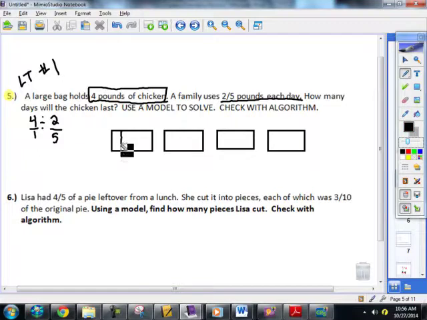Just trust me. Okay? Since the question is how many groups of 2/5 are there in 4, we need to now take these things and cut them into fifths. So we take them and cut them into fifths.